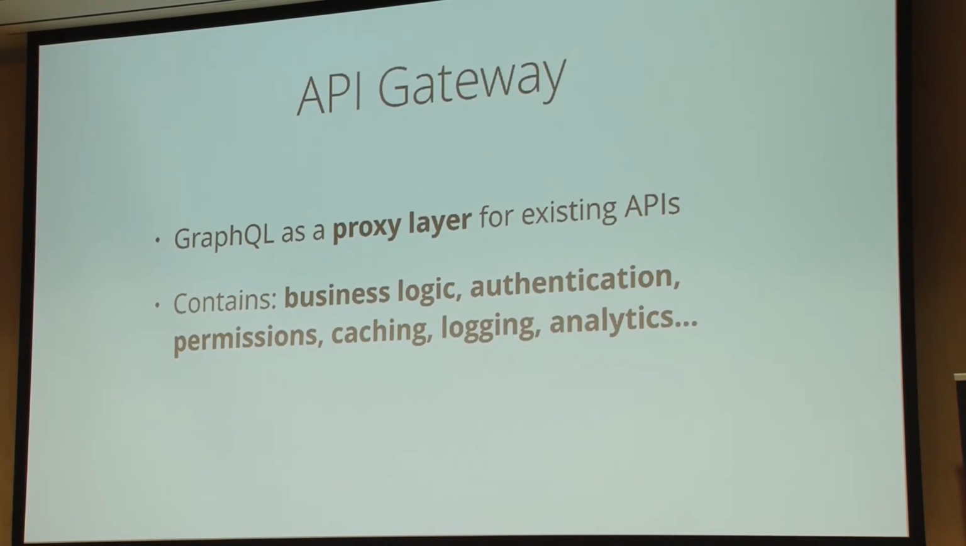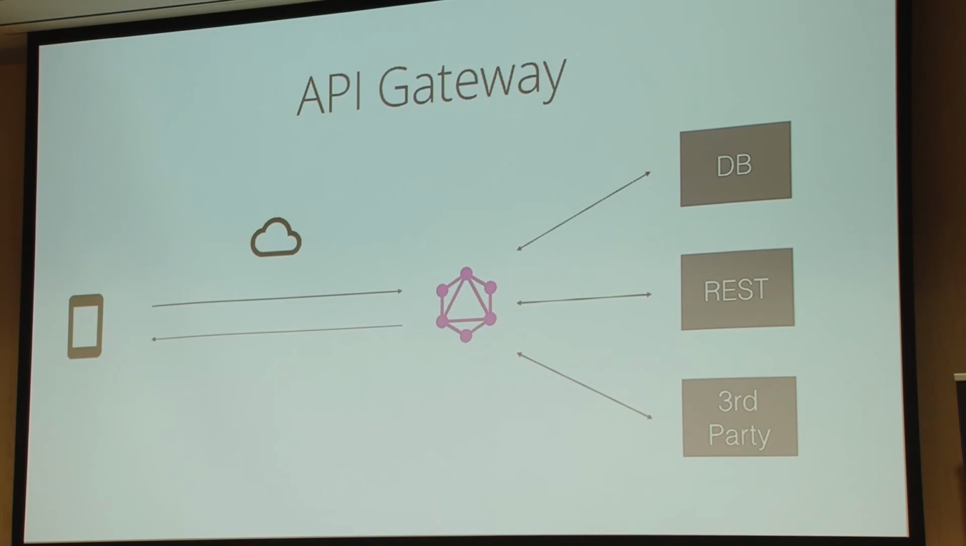In the API gateway, you would put your business logic, authentication logic, permissions, caching, logging, all the features which you need in your app. And if you have multiple GraphQL APIs that you want to unify, you can use a very new tool that is called schema stitching. If you follow what's going on in the GraphQL community at the moment, schema stitching is the hot topic at the moment. And with the API gateway, it kind of looks like this.